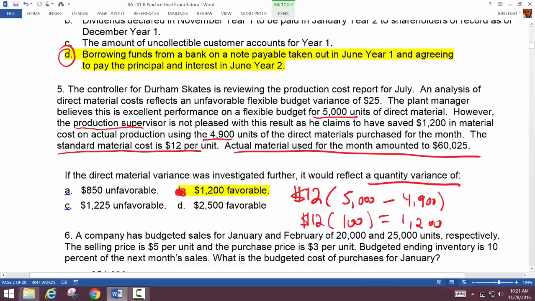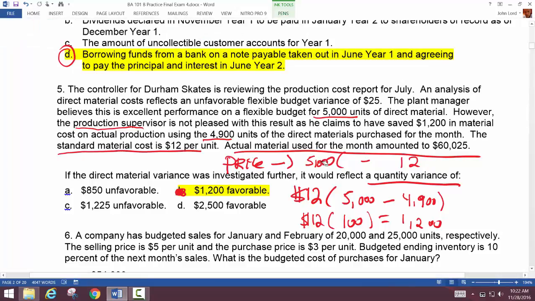Okay. Now let's check out this guy who was trying to brag about how great he did if you use 5,000 as the standard. Because what's happening? If we wanted to do the price variance, okay, price is what? $12. We're going to take the standard quantity was how many? Standard quantity was 5,000 units. And the standard price would have been 12.